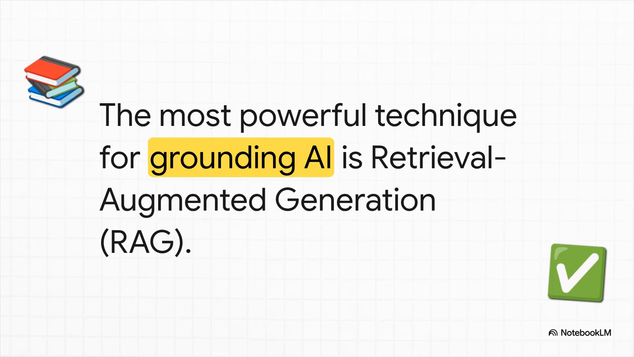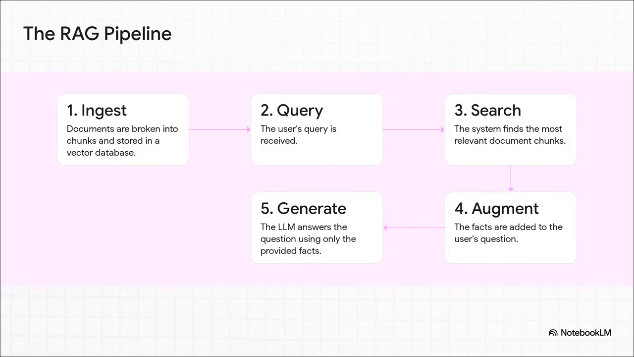It's called Retrieval Augmented Generation, or RAG for short. So here's the RAG pipeline in a nutshell. First, you take all your trusted documents, think company wikis, PDFs, whatever, and you feed them into the system. It chops them up into little, digestible chunks.